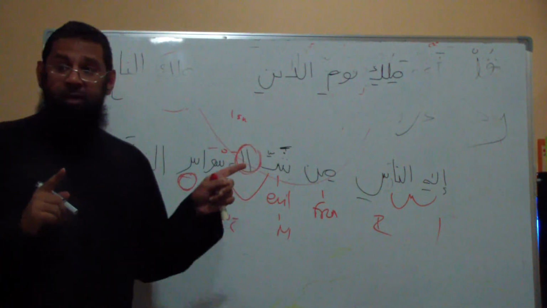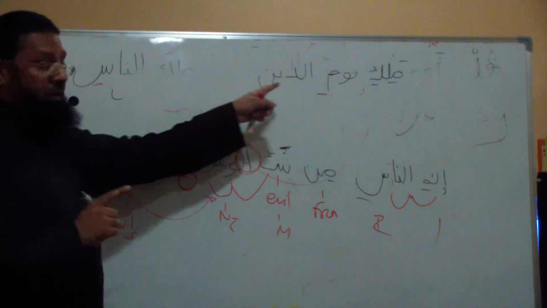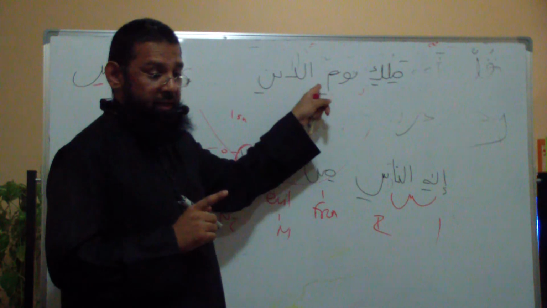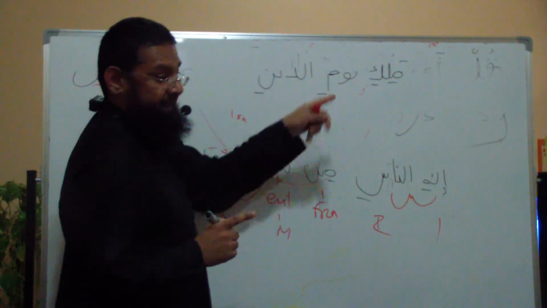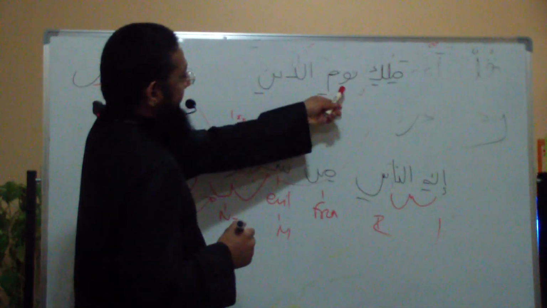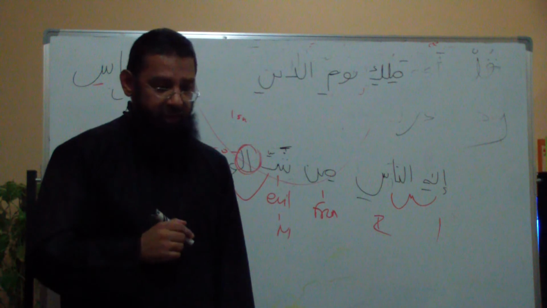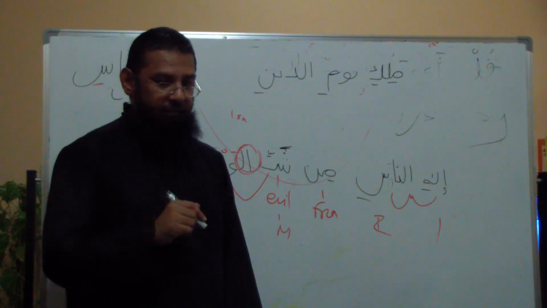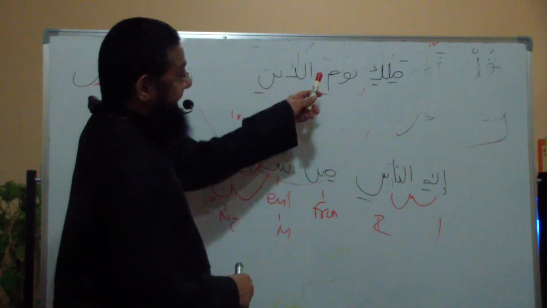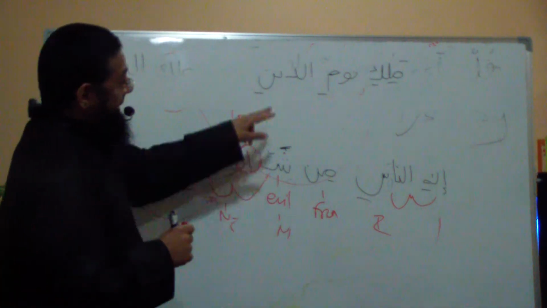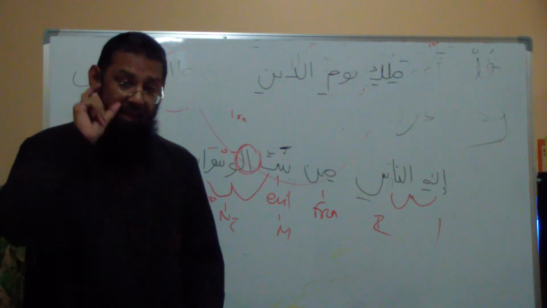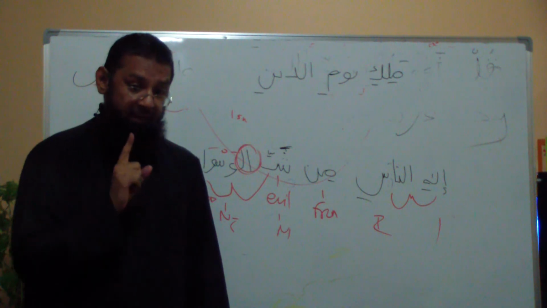So Maliki Yawmiddin. What's that talking about? Master of the day. But where's the other al in al-yawm? Why is it not Malik al-yawm? Master of the day of ad-din, of the judgment. We said in the idafa, no matter how long, it can be of, and of, but it's the last end of the idafa that can only have the definite article.